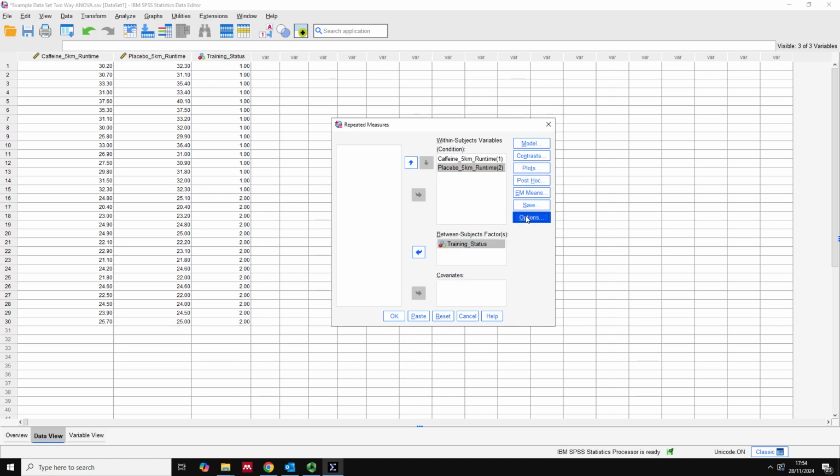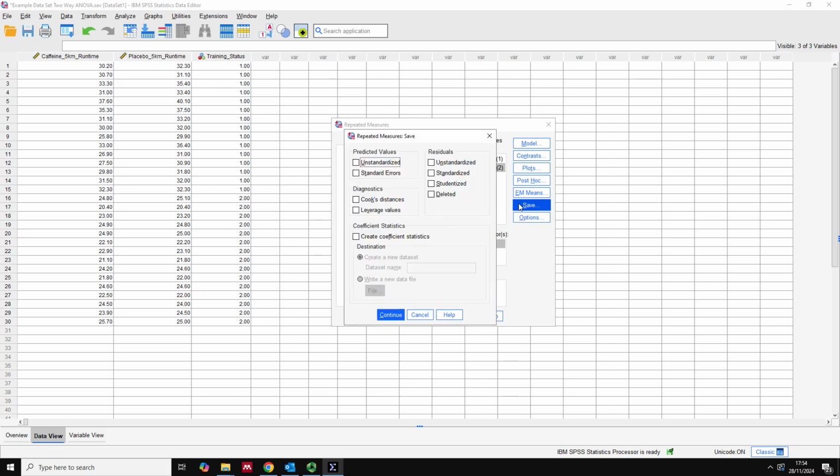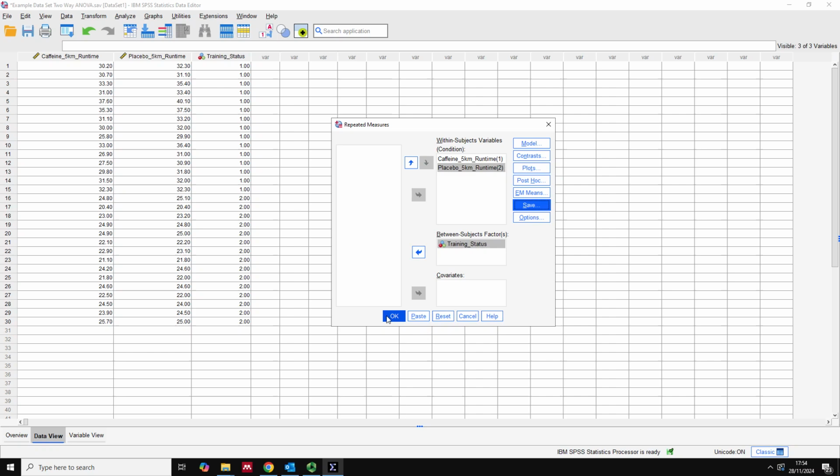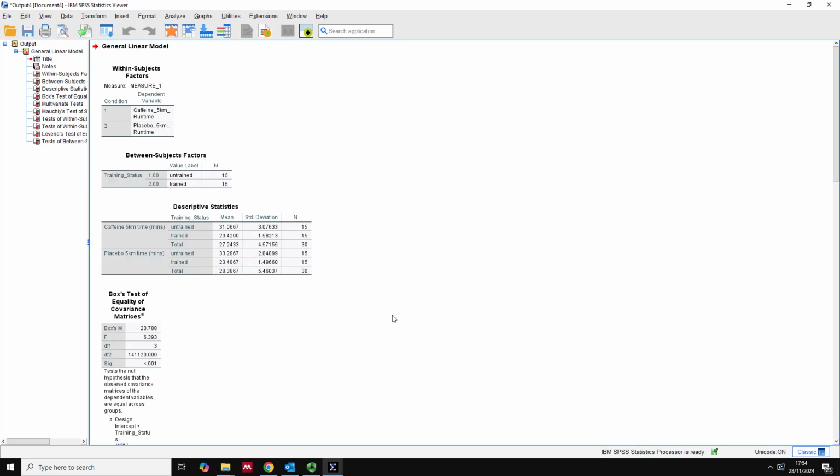We'll come back to that later, but it's just nice to do it now so that we don't forget about it. And then I'm going to come to save. And I'm going to check on the right hand side here something called studentized residuals. Then I'm going to hit continue, and then I'm going to hit OK. This is going to give us an output.